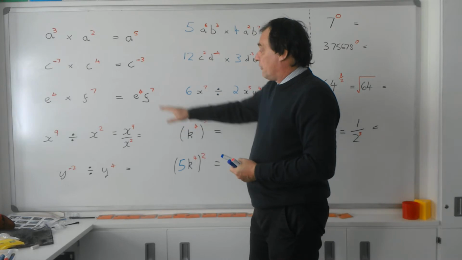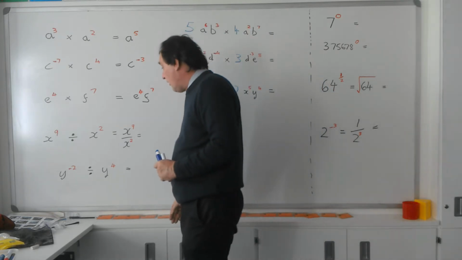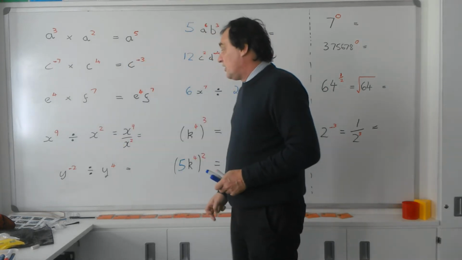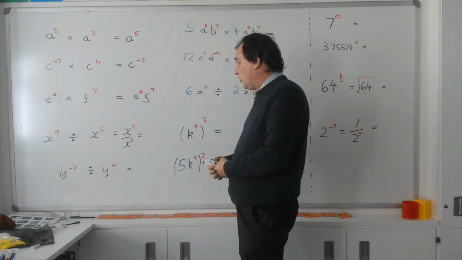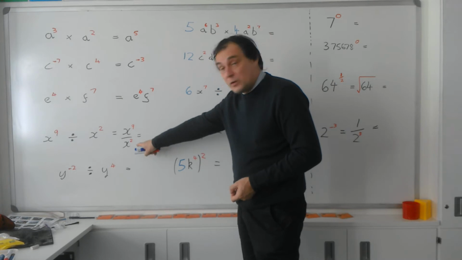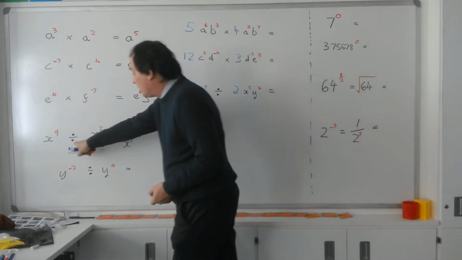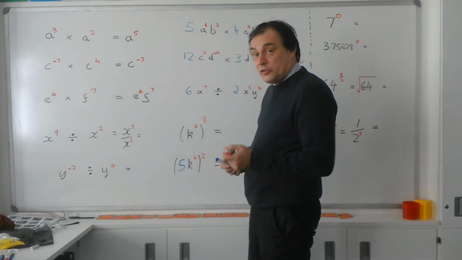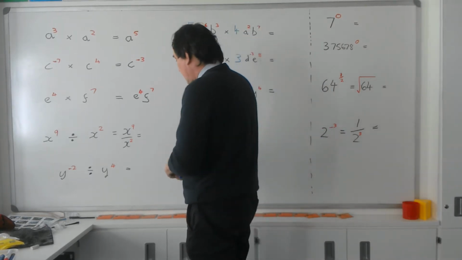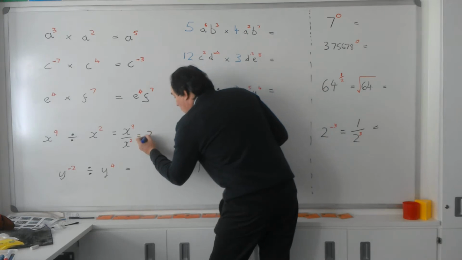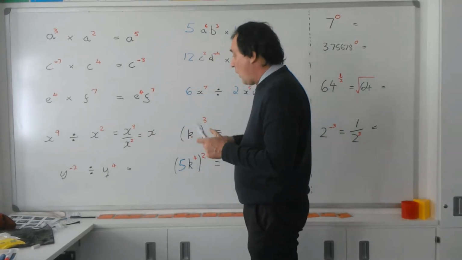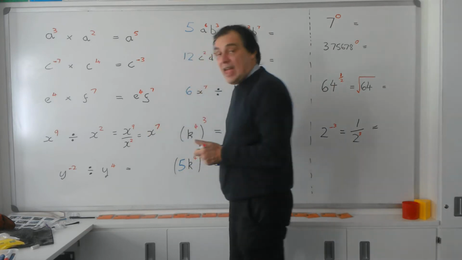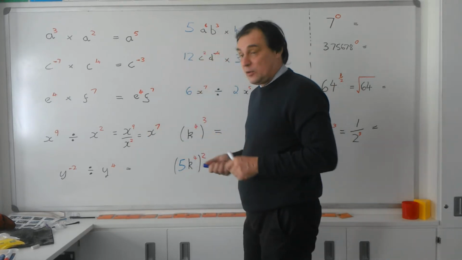So that's different letters. If we go on to dividing indices now, we've got x to the 9 divided by x squared, or x to the 2. Sometimes you might see it written like that. Those two are exactly the same thing. That's a divide sign in algebra. What we do when we're dividing, instead of adding, we now take away. Alright, so we've got 9, take away 2 gives us x to the 7. So dividing we take away.